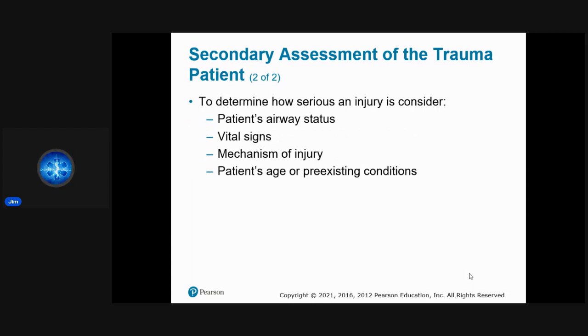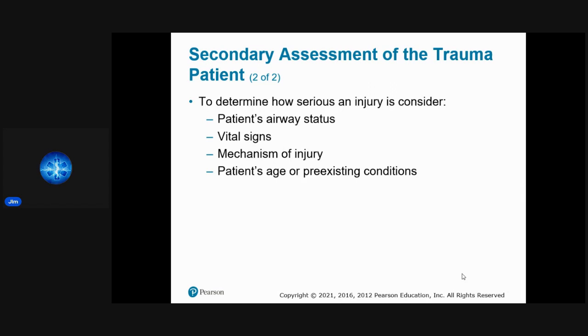To determine how serious an injury is, we should consider the patient's airway status, their vital signs, the mechanism of injuries, because we may not see any outward signs, but due to the mechanism, we can suspect certain injury patterns, patient's age and pre-existing conditions.